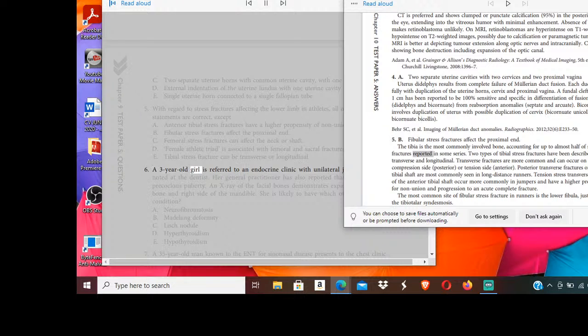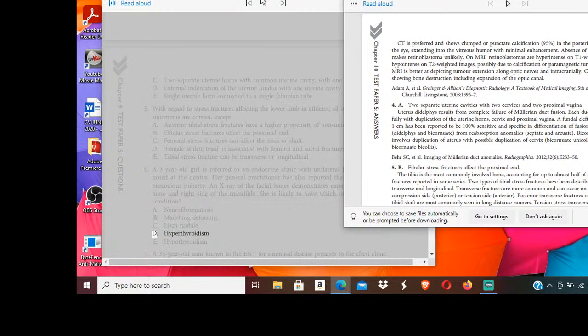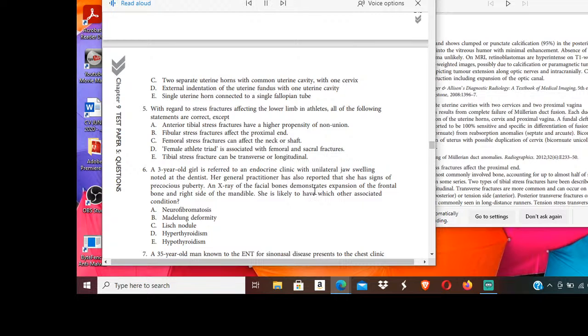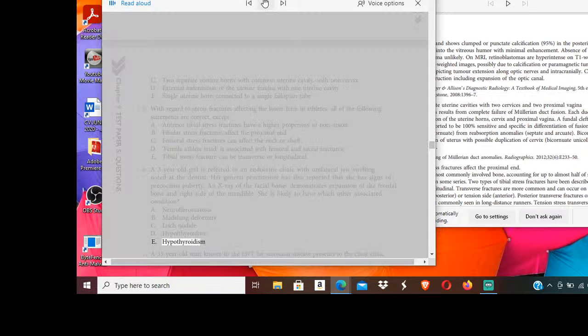6. A 3-year-old girl is referred to an endocrine clinic with unilateral jaw swelling noted at the dentist. Her general practitioner has also reported that she has signs of precocious puberty. An X-ray of the facial bones demonstrates expansion of the frontal bone and right side of the mandible. She is likely to have which other associated condition? A. Neurofibromatosis. B. Madelung deformity. C. Lisch nodule. D. Hyperthyroidism. E. Hypothyroidism.